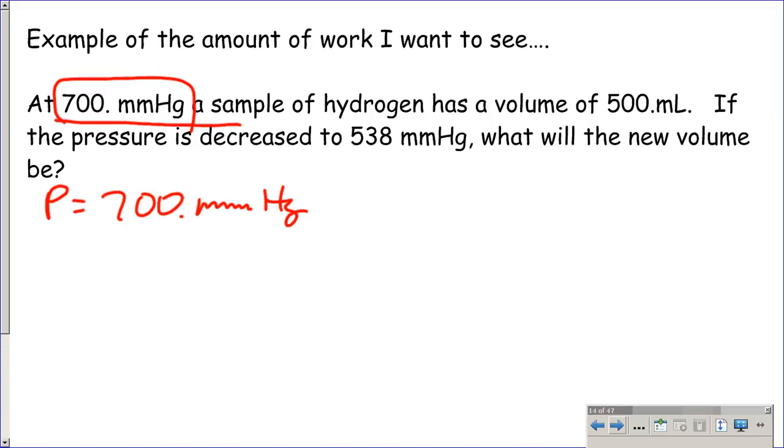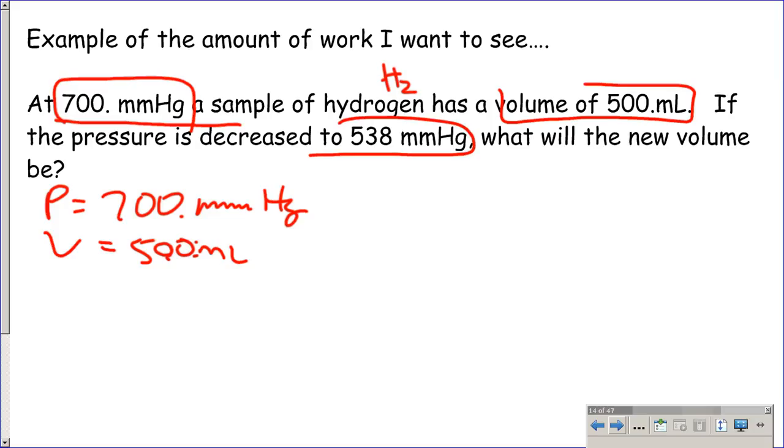Okay. Sample of hydrogen. Okay, so it's talking about hydrogen gas. Has a volume. There we go. Volume. So what am I saying over here? V is equal to 500 milliliters sample. Okay, you're getting 1 point of credit for showing me your variables. That's why I'm forcing you to do this. If the pressure is decreased, so what is this? Another pressure. 538 millimeters of mercury. What will the new volume be? So now, how can I modify these P's and V's? Call them P1. Yes, okay, good.